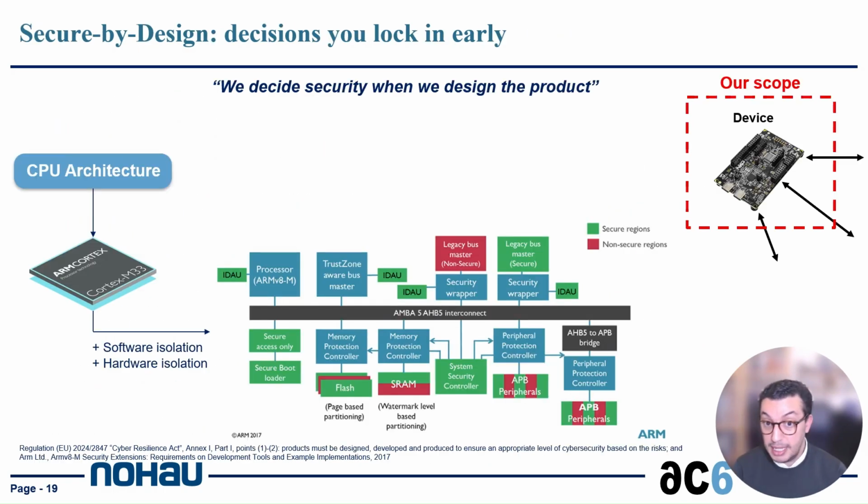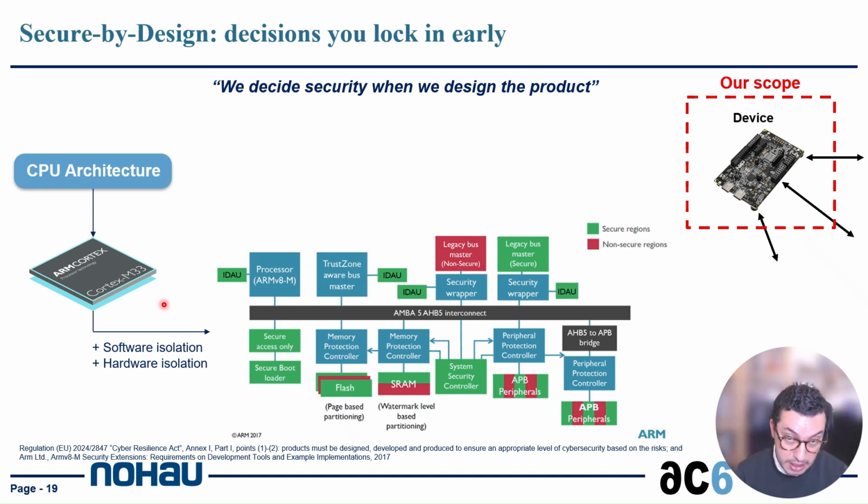So now it's time to see a little bit the decisions that we need to lock in early if we can. For example, I need a microcontroller in my device. This is an IoT device, so I'm going to think about something that will use less power and has more low-power features. So I took the Cortex-M33. Why specifically the Cortex-M33? Because it has TrustZone support.